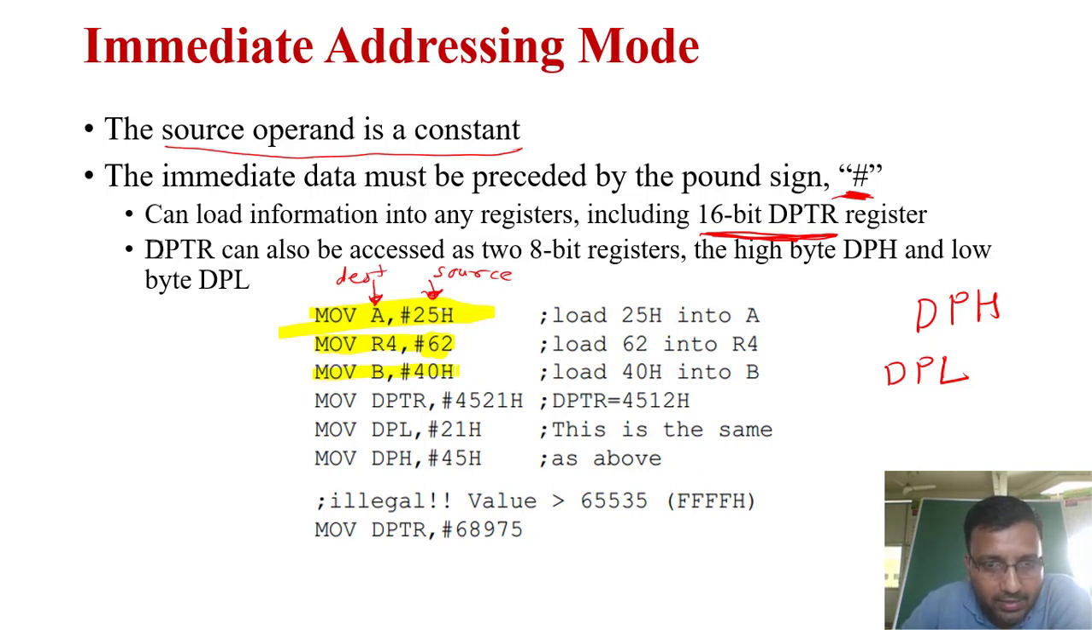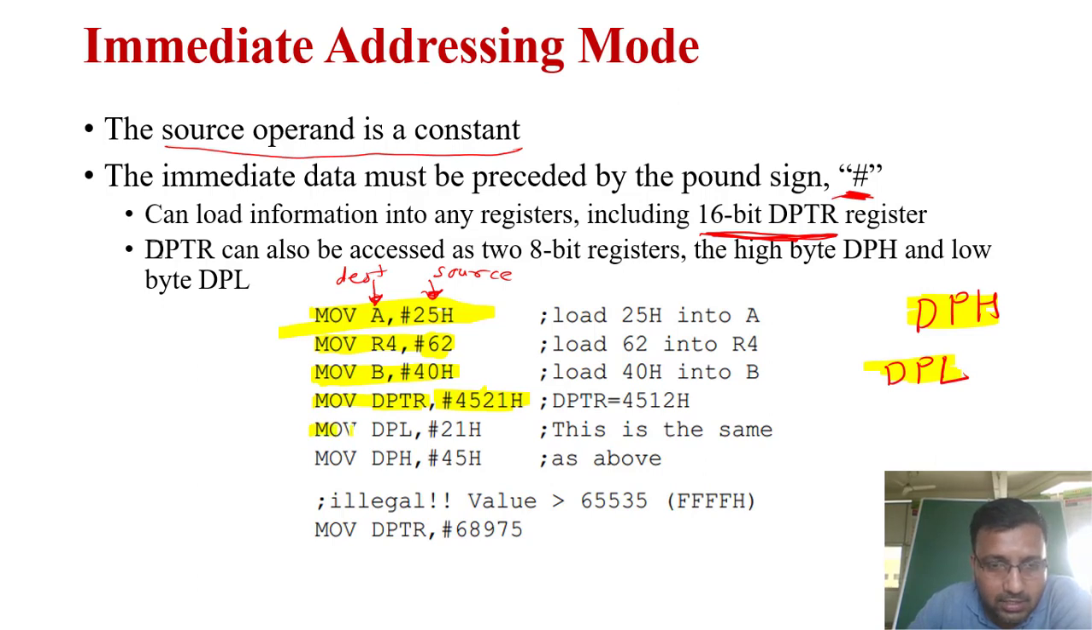MOV B, #40h. So it will load 40h into the B register. Here it is a 16-bit value. The 16-bit register is DPTR, so we need to pass a 16-bit value. So DPTR, #4521, that is 4521, is a 16-bit value, so that will be moved into the DPTR. Again, this DPTR you can access with either DPH, that is data pointer higher byte, and DPL, that is data pointer lower byte.